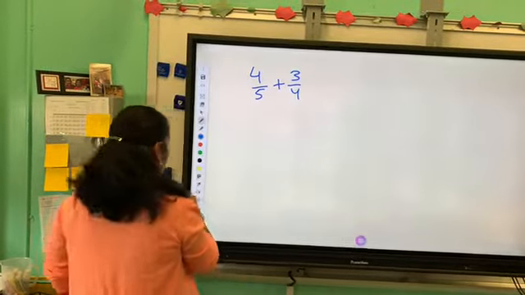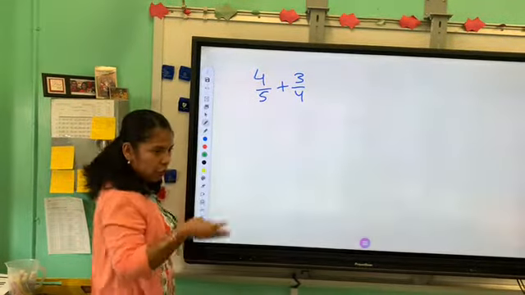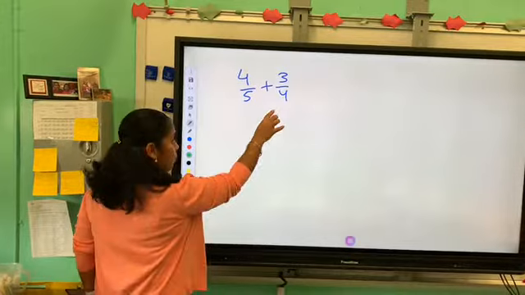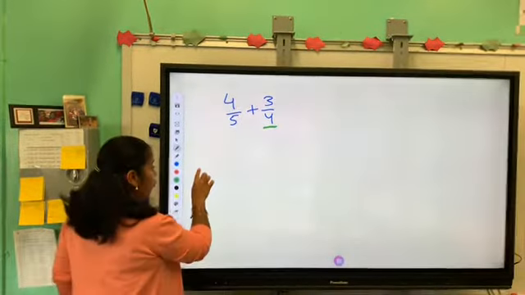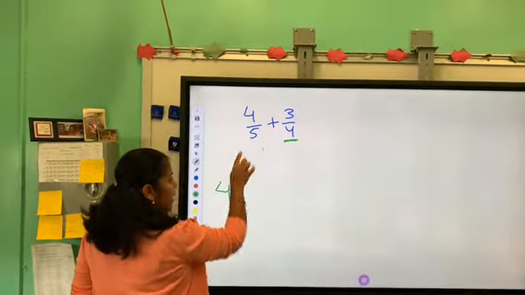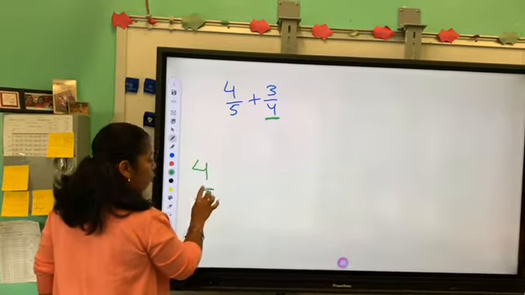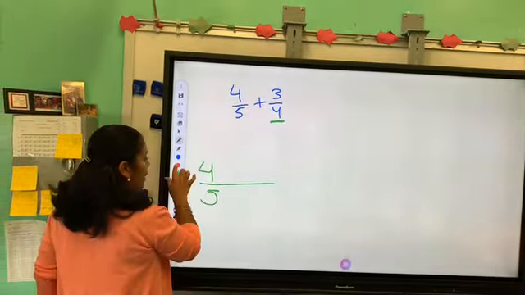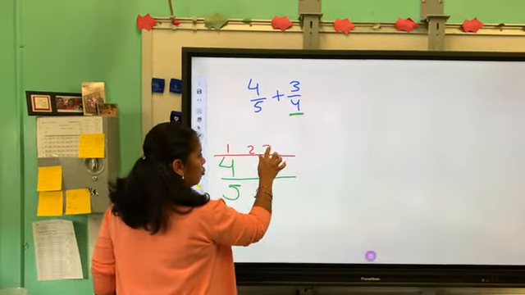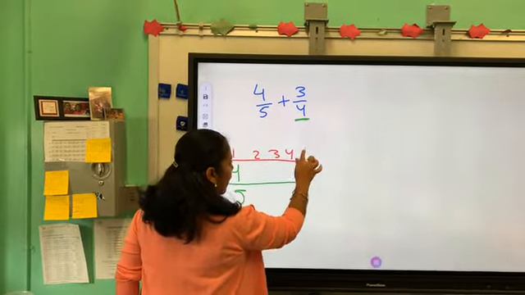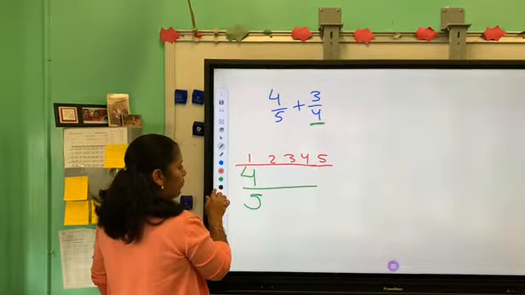I need to find my like denominators. One way of doing that, this is only one way that I'm going to give you, is to start with my lowest denominator, which is the 4. And then I'm going to have my 5. I'm going to do my times table. This will help me just to create a times table. This is my 1, 2, 3, 4, and 5. Okay, I'm going to get up to number 5.